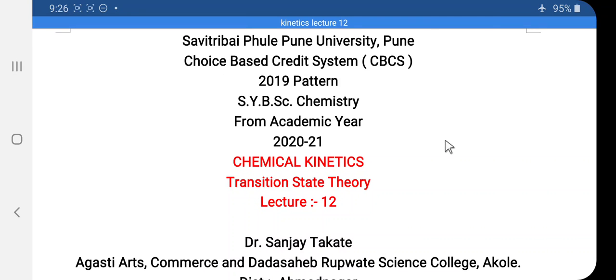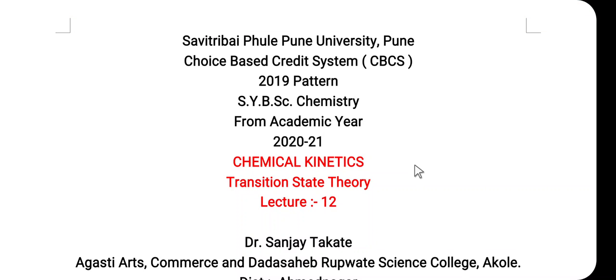Hi everyone. In this lecture, we are going to discuss the transition state theory. In the last two lectures, we discussed collision theory, the weaknesses of collision theory, as well as the probability factor. When we consider collision theory for the bimolecular reaction, it has certain weaknesses.